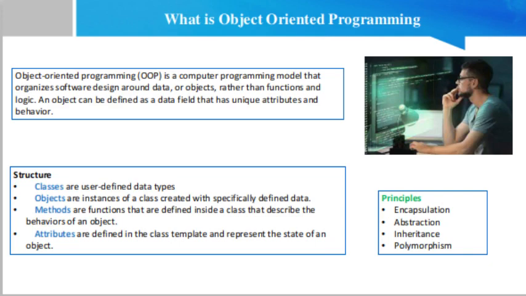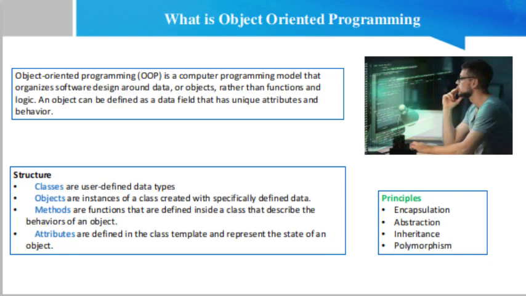Now, what is the structure of object-oriented programming? The structure or building blocks of object oriented programming include classes, which are user-defined data types that act as the blueprint for individual objects, attributes, and methods. Objects are instances of a class created with specifically defined data. Objects can correspond to real world objects or an abstract entity. When a class is defined initially, the description is the only thing that is defined.